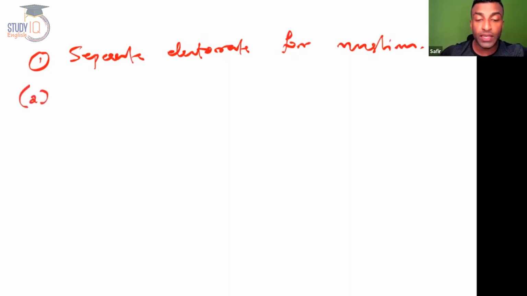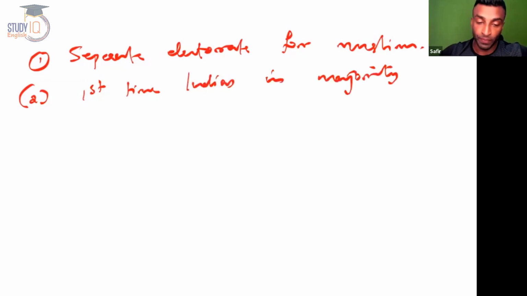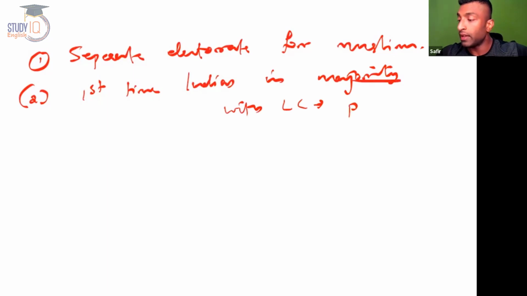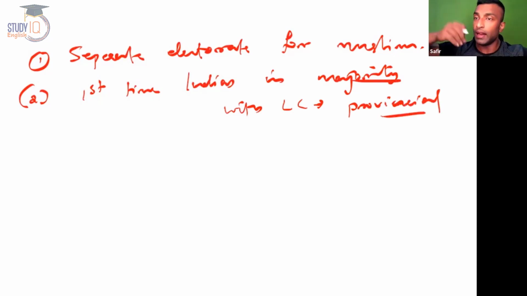Second one, for the first time, Indians were to be in a majority in the Legislative Council at the provincial level. First time, Indians in majority with Legislative Council at the provincial level. Guys, any reform that they do, they will do it first at the provincial level, then they will extend to the center. Like later you will see diarchy, next one. And that will be at the provincial level, then it will be extended to the center in the next one. So that's how it is done, right?